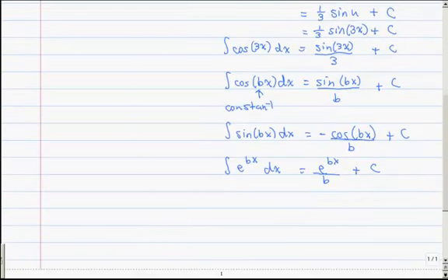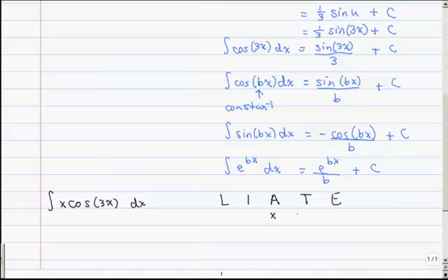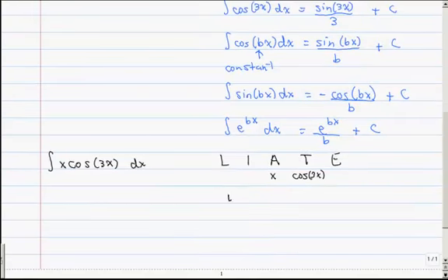We were going to use integration by parts to calculate the indefinite integral of x times cosine of 3x with respect to x. All right, using the LIATE principle, x is an algebraic function. Cosine of 3x is a trigonometric function. All right, since x appears to the left, we'll let u be equal to x and dv be cosine of 3x dx.